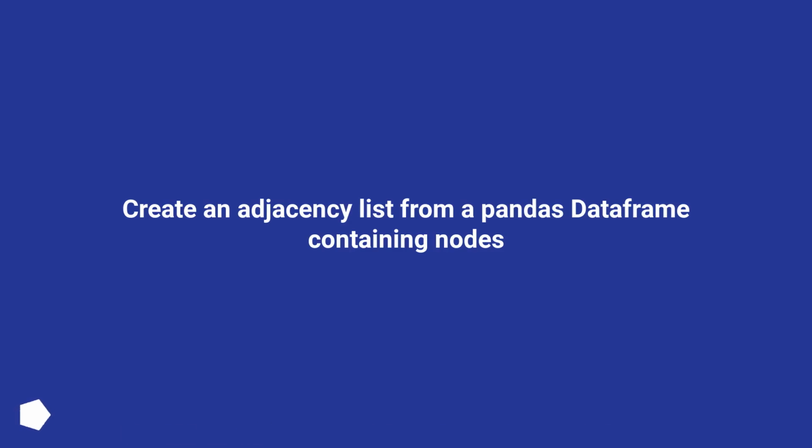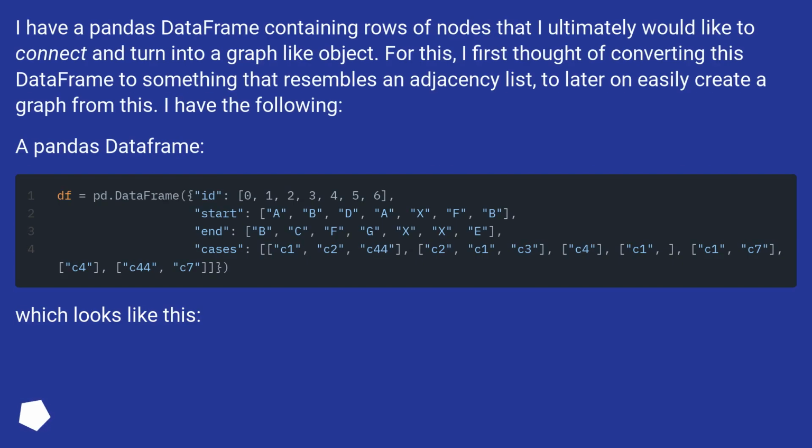Create an adjacency list from a pandas data frame containing nodes. I have a pandas data frame containing rows of nodes that I ultimately would like to connect and turn into a graph-like object. For this, I first thought of converting this data frame to something that resembles an adjacency list, to later on easily create a graph from this.